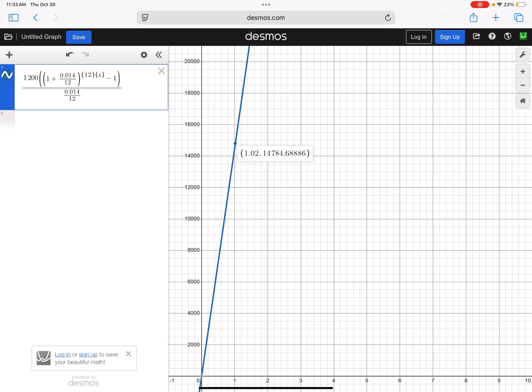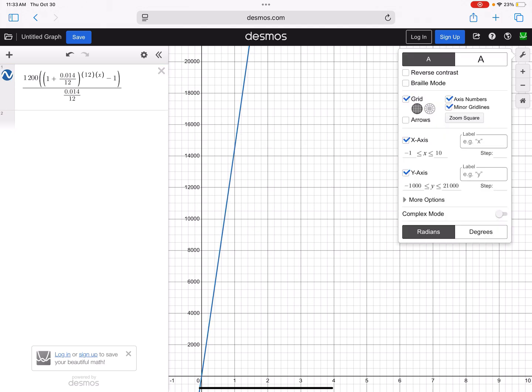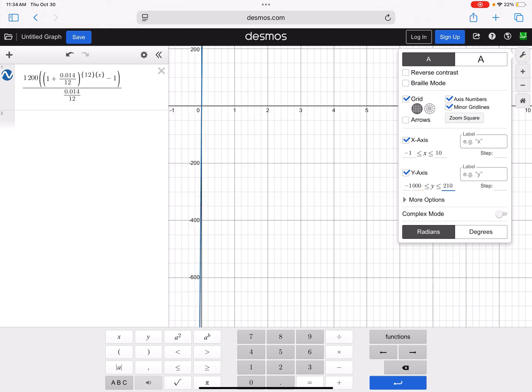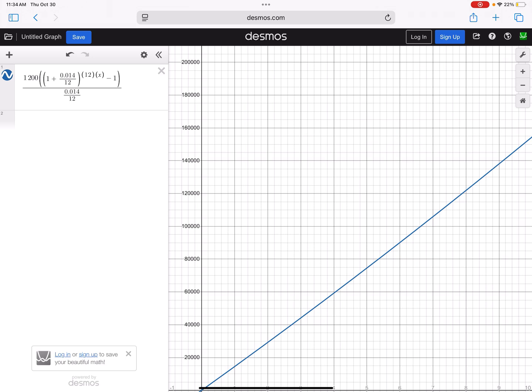Okay, so looking at my graph, I want to check this point right here. Oh, I think that's what my problem is. Oh, I don't want to go to 21,000. I'm missing a 0. Let's go to 210,000. There we go. That's what I'm looking for. Okay, so now I can graph this.